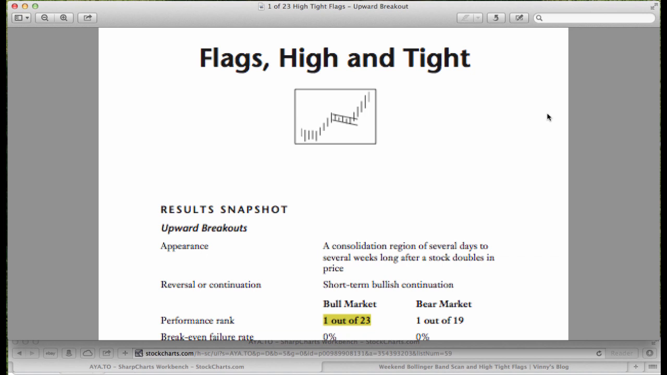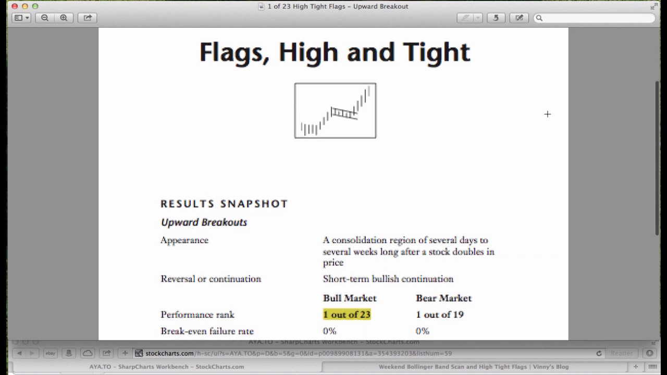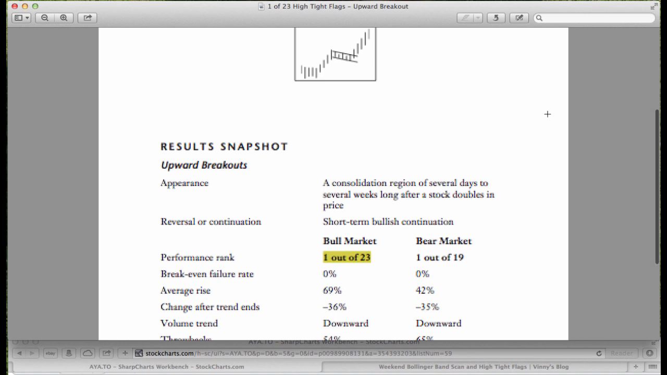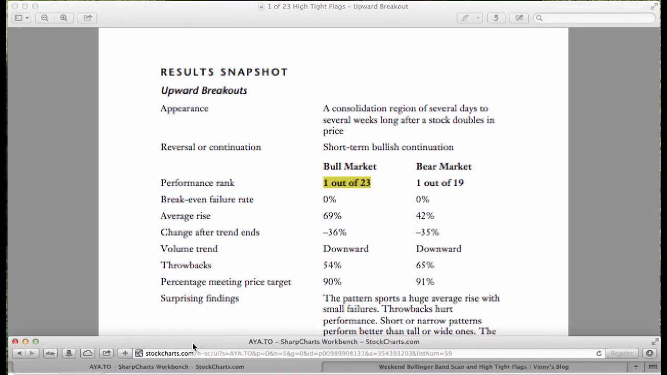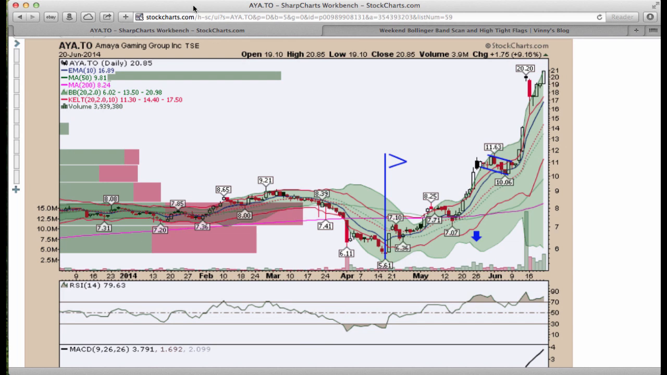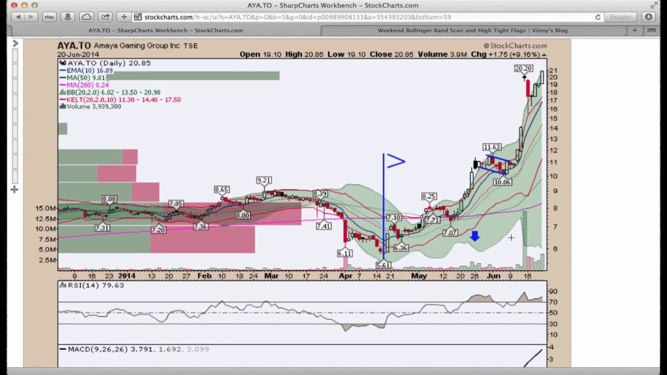Now remember, these are several hundred patterns in each case, studied over a multi-year time frame. High tight flags are number one out of 23. The average rise after the breakout is like 69%. Off of a low, you're looking for anywhere from a 90 to 100% increase in price action prior to a nice tight flag, which is what we see here on Amaya Gaming.